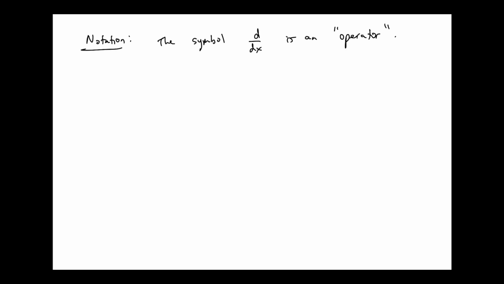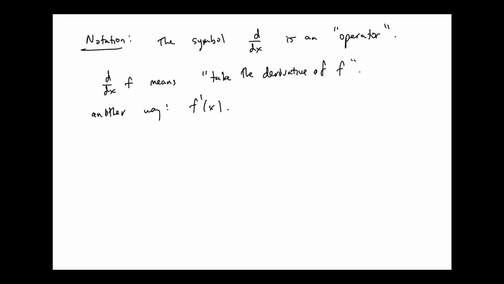So d over dx means take the derivative of the thing that's written to the right of it. Okay, so d over dx of f means take the derivative of f. It's just an alternate notation, because what's another way to say take the derivative of f? Right, we could use the prime notation.